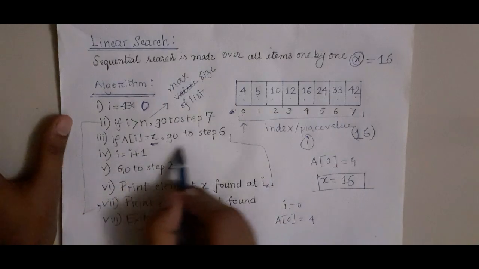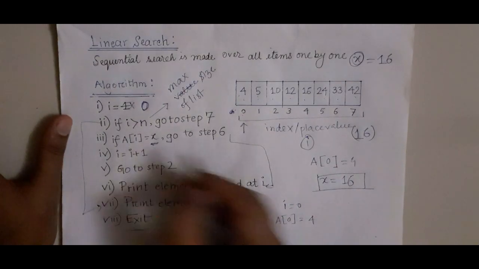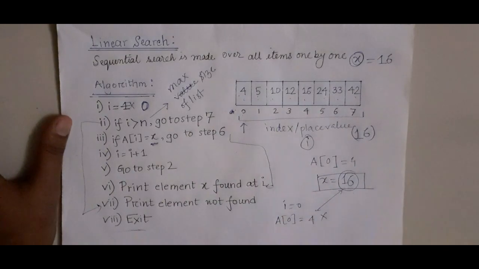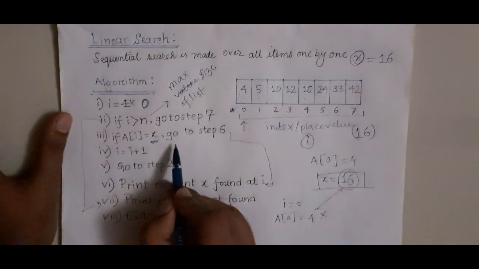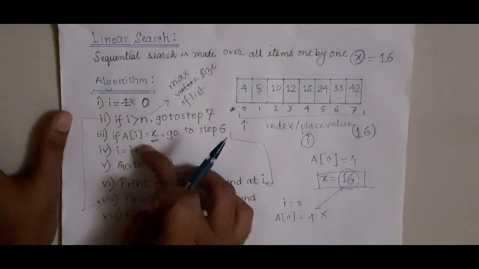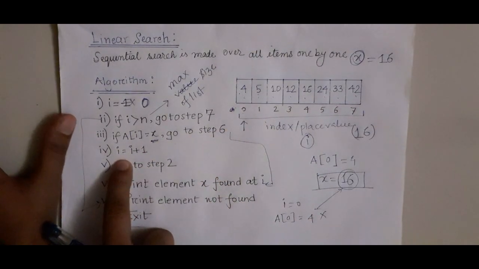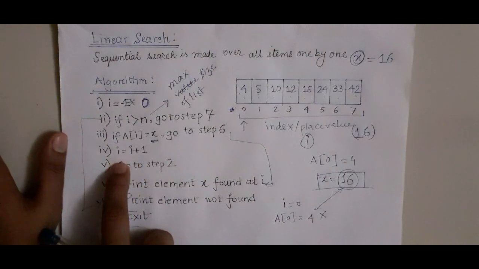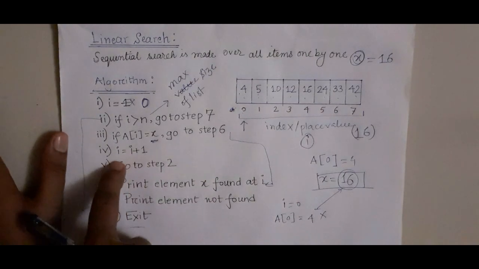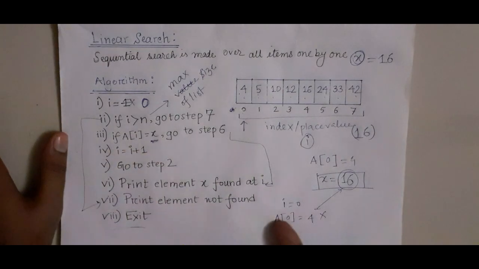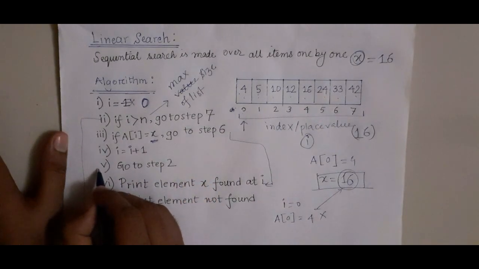Is it equal to x? X is 16. Is it equal to x? No, not really, right? So we don't have to go to step 6. We need to follow this one, which tells us that we need to increase the value of I. So now we have I equals I plus 1. Previous value of I was 0. Now plus 1 gives us 1, right? Now we go back to step 2.